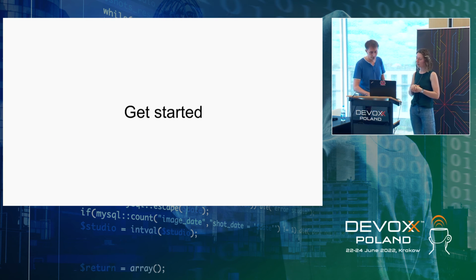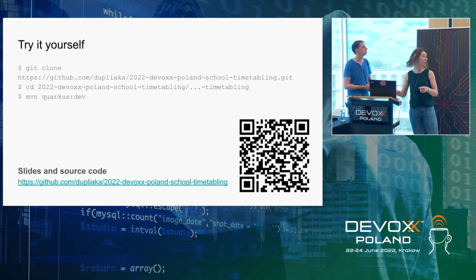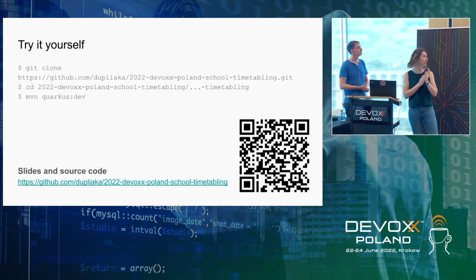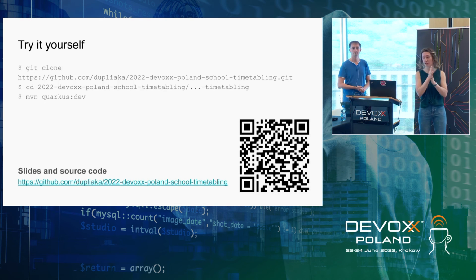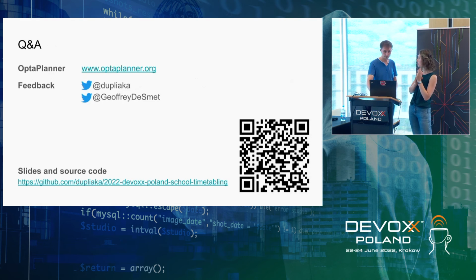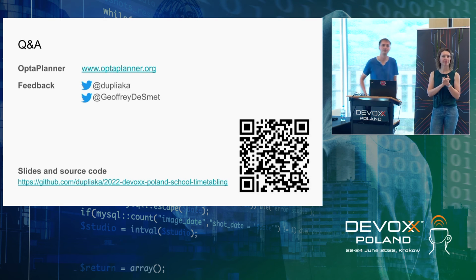And how do you get started? Yeah, so to get started, just try. You could use the QR code and clone the repository and build it with Quarkus Dev in dev mode and try it yourself. Please do that, and that's wonderful. All right. So we have some time for questions. We have 3 minutes for questions.